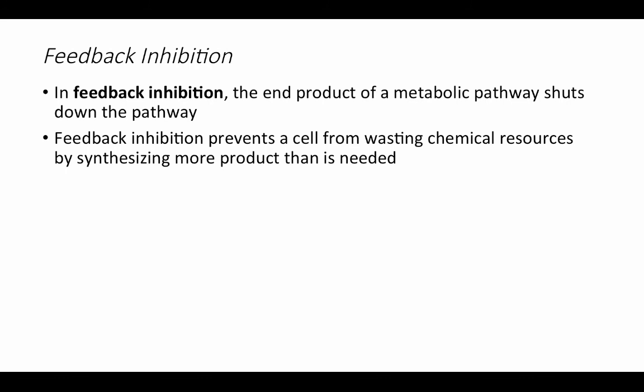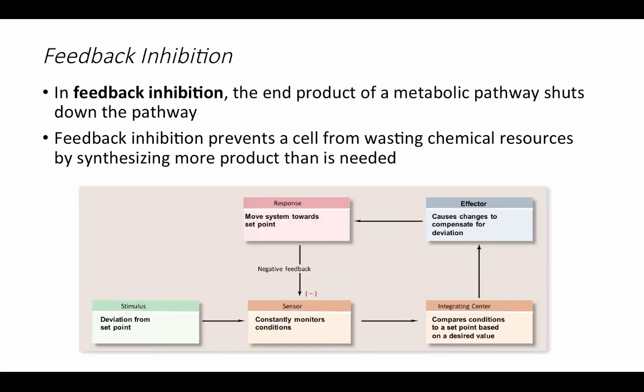Another form of regulation of enzyme activity is called feedback inhibition. And so in feedback inhibition, the end product of a metabolic pathway shuts down the pathway. It's going to inhibit some step earlier up in the pathway. When you've made enough of your product, you don't want to waste energy making more than you actually need, and so this is going to prevent waste of energy and resources, creating more product than you need. Feedback inhibition is an example of a really important concept in biology, a really important mechanism called negative feedback loops.